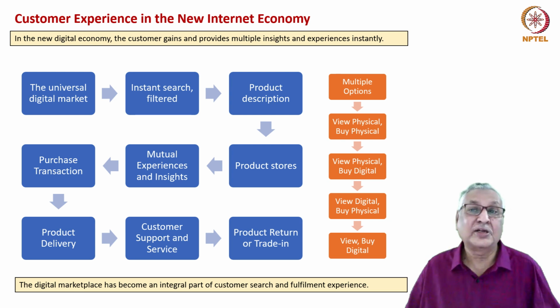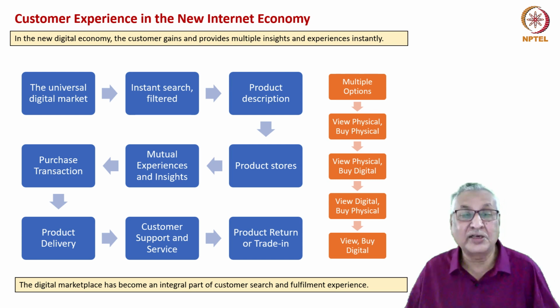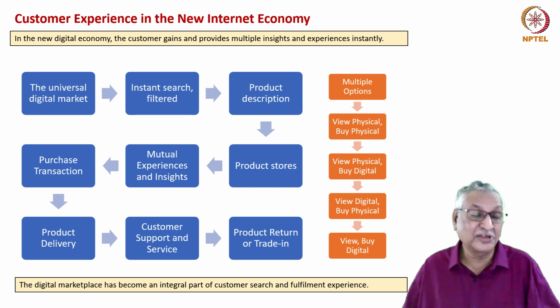But in the new internet economy, consumers are also changing. The consumer is gaining a lot more information than he ever gained in the past. Insights are available, experiences can be simulated. So, what is this internet economy? There is a universal digital market that is available. There is instant search available that is filtered as well. You have product description. In fact, you get such product description that you could go to the country of origin, the year of launch, and the user reviews.